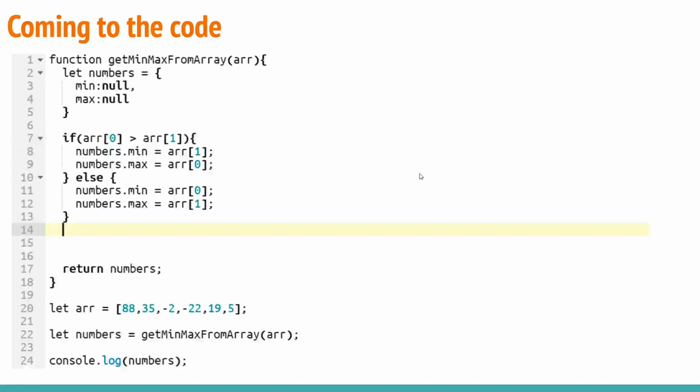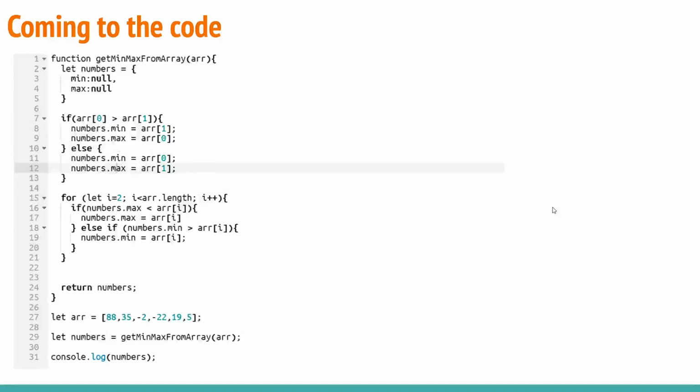Now as we discussed, after comparing the first two indexes, we'll assign minimum and maximum accordingly. If the 0th element is actually greater than the first element, then 0 will be maximum, otherwise it will be minimum, as you can see from line 7 to 13.